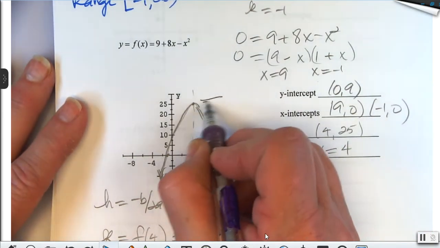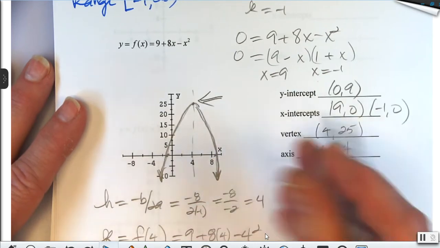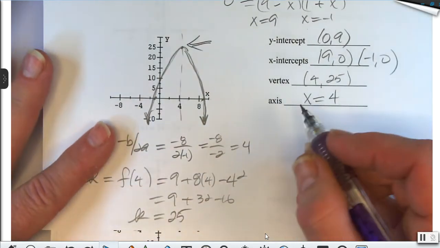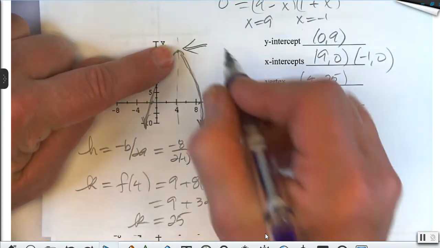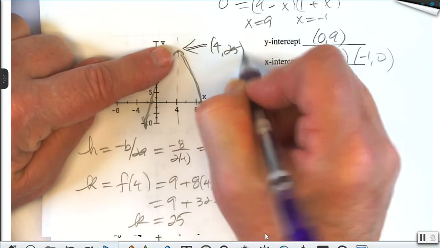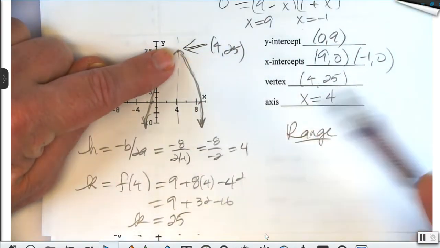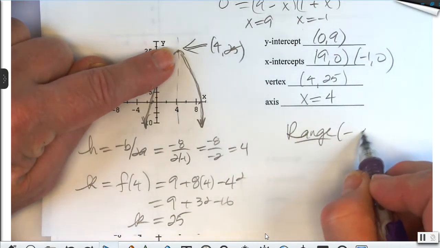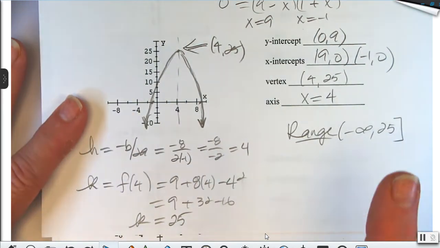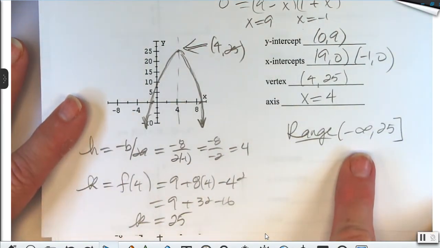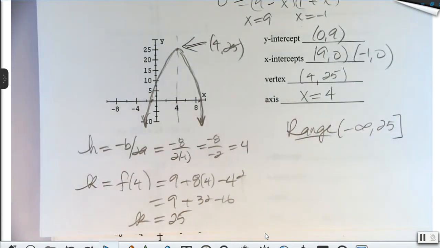Okay, but again, here's my vertex. Does it look like the top point on the graph? This is going to be your largest function value. So again, if I wanted to know the range, domain's going to be all real numbers in this case. But since I'm up here at 4, comma 25, this is the highest y value on the graph. All of them fall below that. So my range is going to be from negative infinity up to and including 25. Remember, interval notation has to be in numerical order or it's really fairly meaningless.